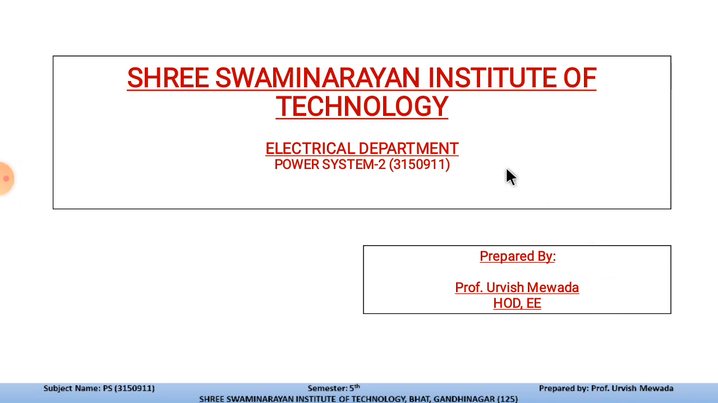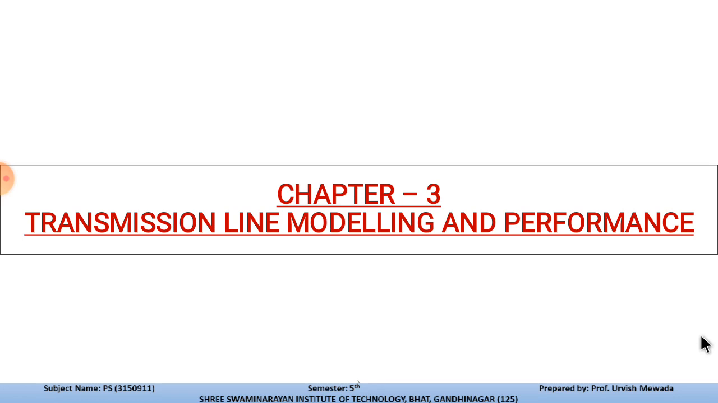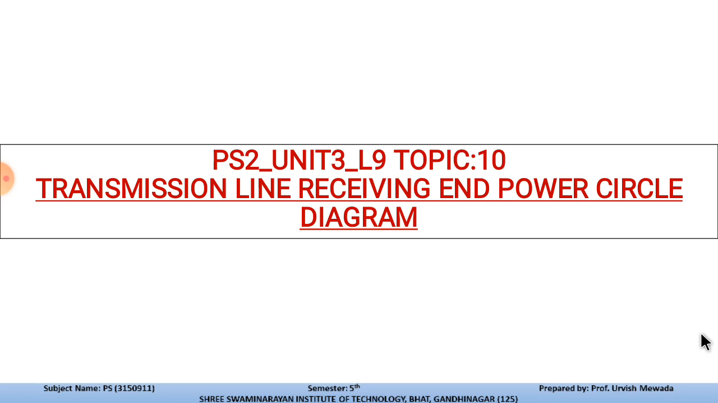I am the subject matter expert of Power System 2, which is in the 5th semester Electrical Engineering, a GTU subject. The subject code of this subject is 3150911. Students, we are discussing chapter number 3, Transmission Line Modeling and Performance, and this is lecture number 9, and we are discussing today topic number 10.